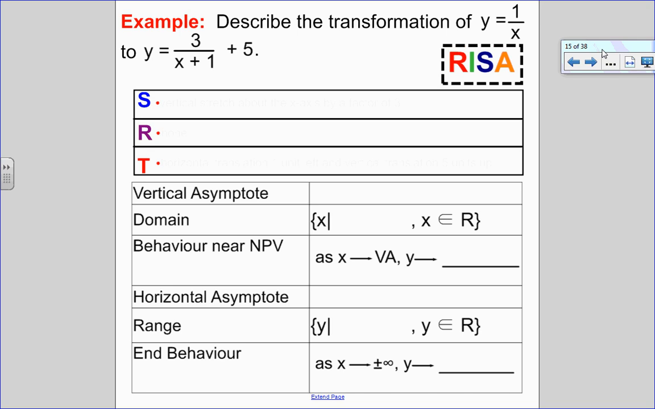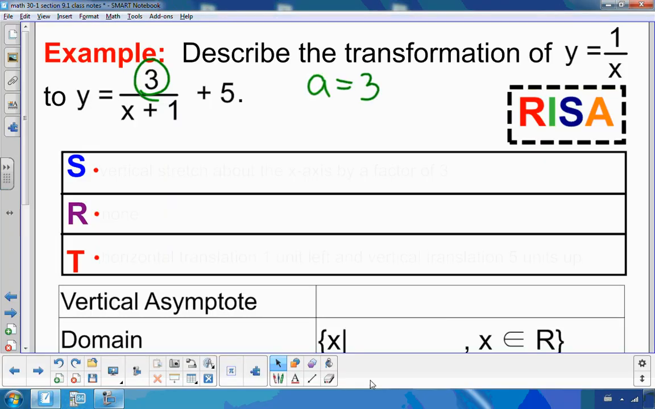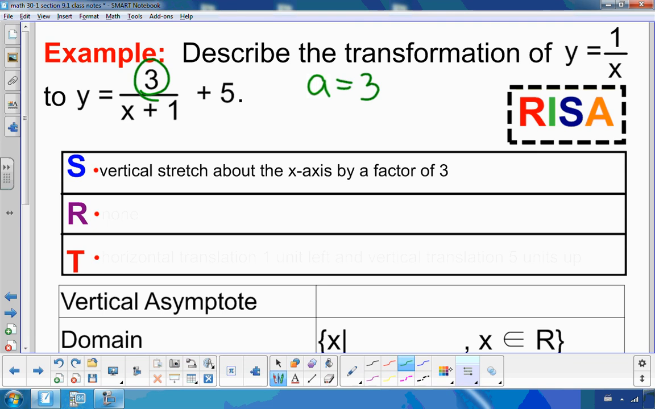So I want to look at how I have transformed the graph 1/x to this graph here. Looking at this graph here, I can see that I have an a value of 3, which tells me that I have a vertical stretch. So I have a vertical stretch about the x-axis by a factor of 3. Remember, for stretches, we always stretch about.